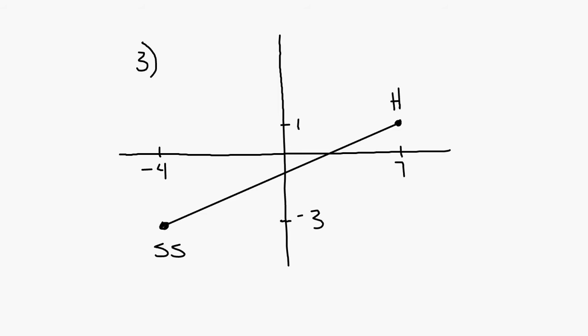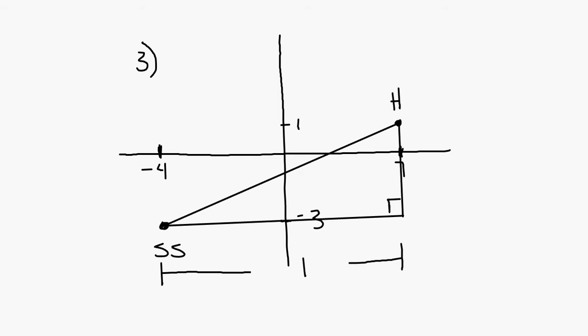Well, if you turn this into a right triangle by drawing in a horizontal and then drawing in a vertical, this is now a right triangle. This side down here, it goes from -4 to 7. So it is 11 units long. And this side, it goes from -3 to 1. So it's 4 units long. So now you can do the Pythagorean Theorem to find the distance from this subway stop to your house.